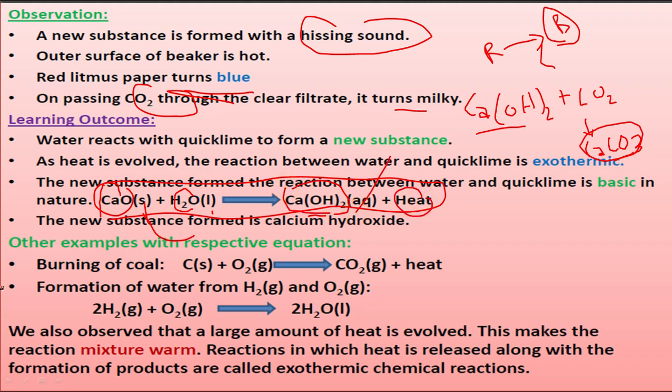Let us understand the combination reaction with the help of some other examples, like the burning of coal. Coal is represented by carbon because a high quantity of carbon is there in coal. When it is burned in the presence of oxygen, it produces a large amount of carbon dioxide gas and a huge amount of heat also.